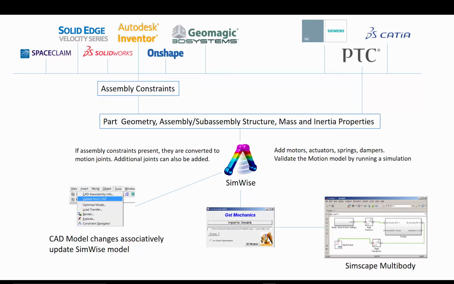For this example, we will use the multibody dynamics capability of SimWise 4D to build a simulation-ready model from a CAD assembly, and using a tool developed jointly with the MathWorks, bring that model into Simscape Multibody. Let's take a look now at how this actually works.